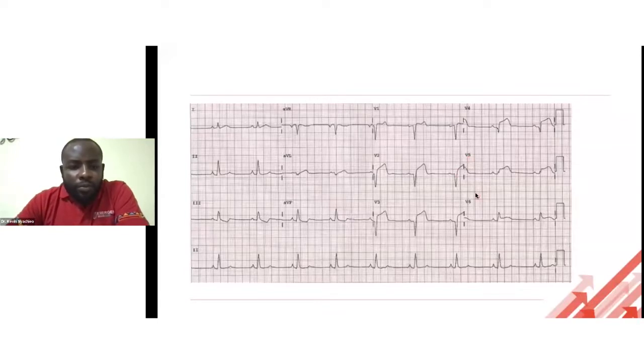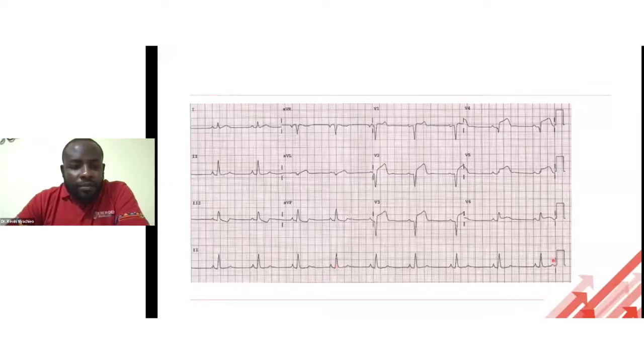So when you go back to that mnemonic, anterior MI, where do we look for reciprocal changes? Typically in the inferior leads. So lead 2, lead 3, you can see an ST depression already. aVF, you can see reciprocal changes. So I agree, this is an anteroseptal myocardial infarction. We already have reciprocal changes in the inferior leads.